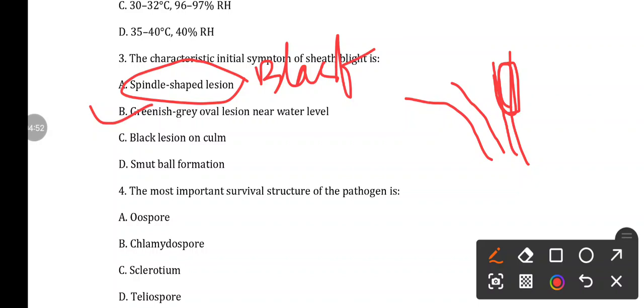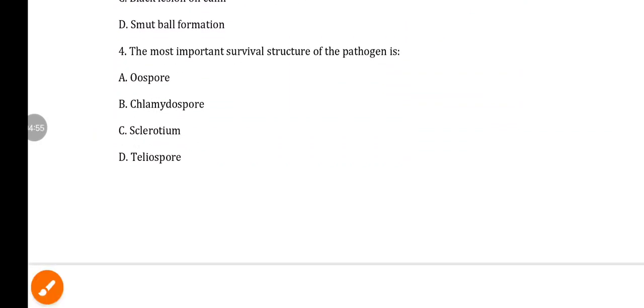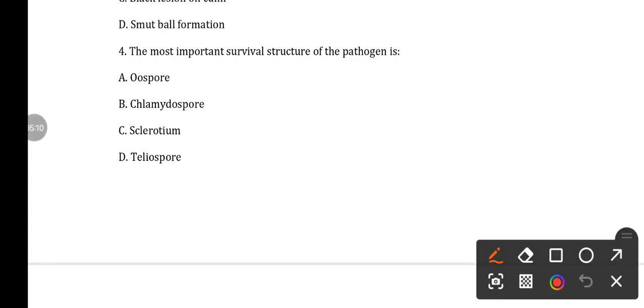Okay, next, question number 4. The most important survival structure of the pathogen, Rhizoctonia solani, is. Option A, oospore. Option B, chlamydospore. Option C, sclerotium. Option D, teleospore. Here the answer is sclerotium. Rhizoctonia solani produces sclerotia, which are helpful for the overwintering or oversummering of the pathogen.